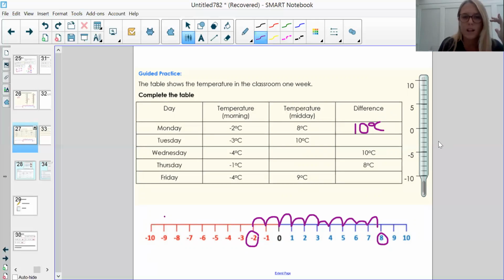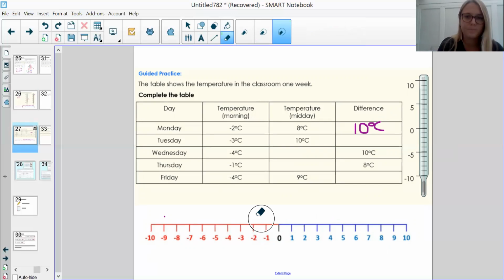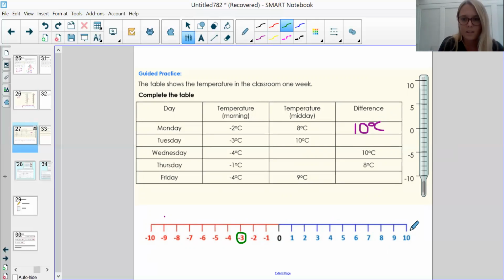Again, if you are really good at working out in your head, that's absolutely fine. You don't have to draw the number line if you don't need it. So the next one we've been given -3 and 10, and we want to know the difference because the difference is the missing number we've got for Tuesday. So we've got -3 and 10. Let's count up together. So we're going 1, 2, 3, 4, 5, 6, 7, 8, 9, 10, 11, 12, 13. Okay, 13 degrees Celsius, the difference.